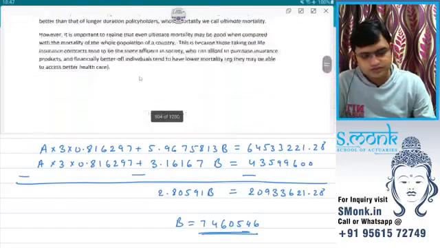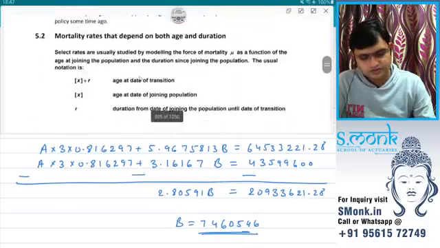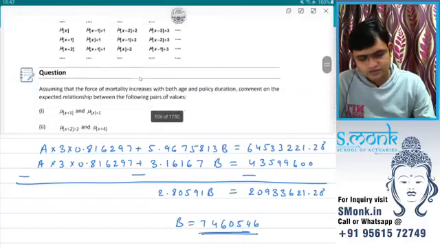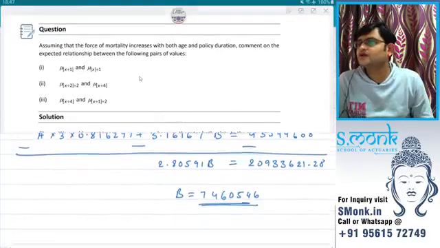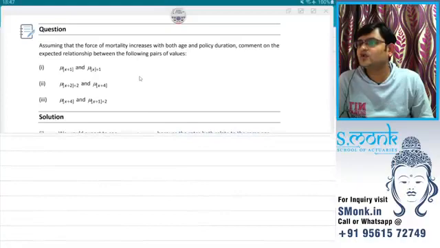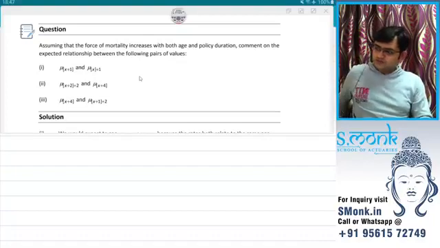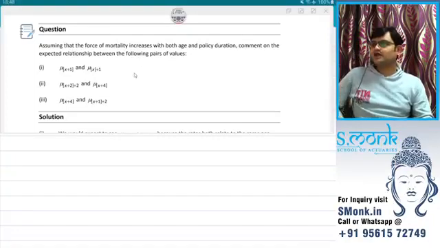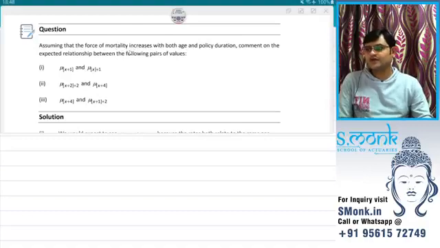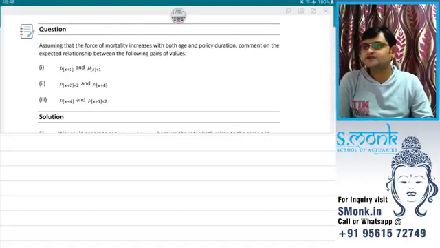Page number 28. Okay, page number 28. They are saying assuming that the force of mortality increases with both age and policy duration, comment on the expected relationship between the following pairs of the values. Now see, this is all about the understanding. What they are saying is the force of mortality increases with both age and policy duration.